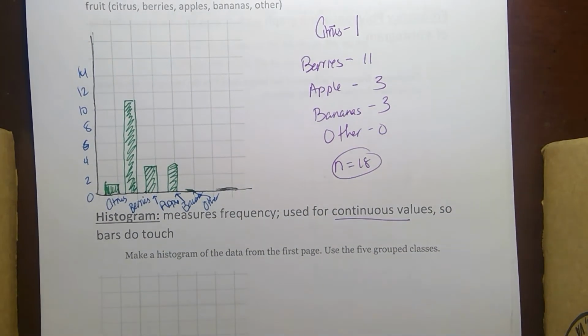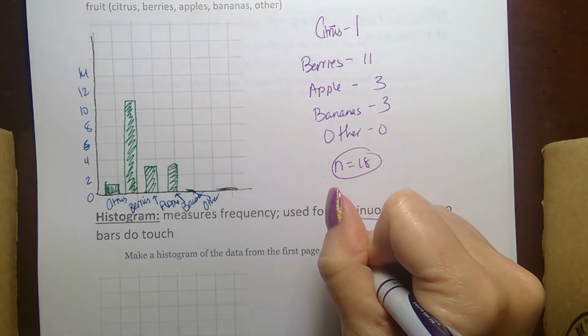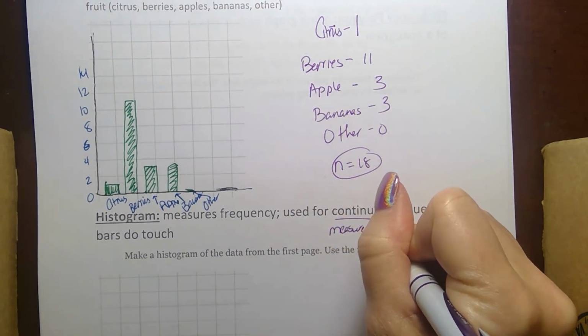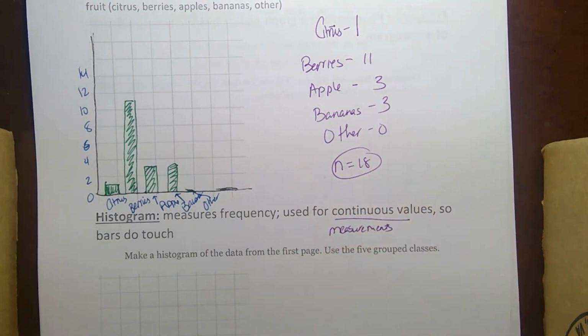Continuous values are things like measurements, things that can be measured. I can measure how tall you are. That is a continuous scale. People aren't either 5 feet or 6 feet tall. They're not even either 5'8" or 5'9". They could be 5'9 1/3" or 5'3.5" tall, or I could get even more specific if I wanted to. Those are continuous values. So if I'm going to do a histogram, the bars are going to touch.